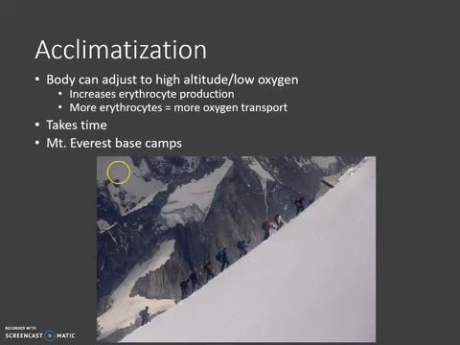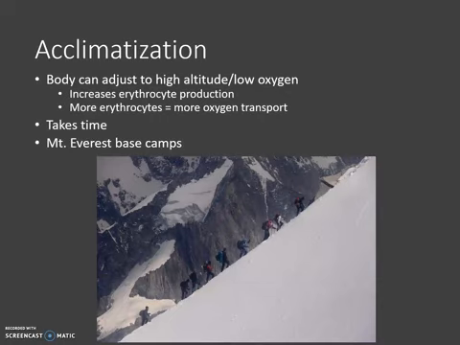Now, one example I'd like to give is trying to climb Mount Everest. So Mount Everest is the tallest mountain on Earth. And it's very, very dangerous to climb. And one reason why it's dangerous to climb is because it's very, very high in altitude. You can't just go to Mount Everest and climb it in a day. It actually takes several weeks or possibly even months in order to do so. And that's because there are multiple base camps involved in climbing Mount Everest.